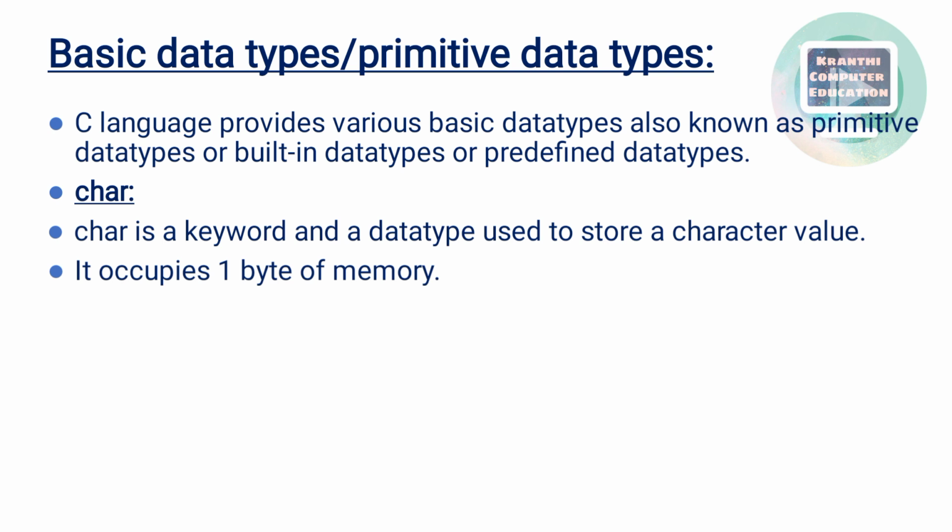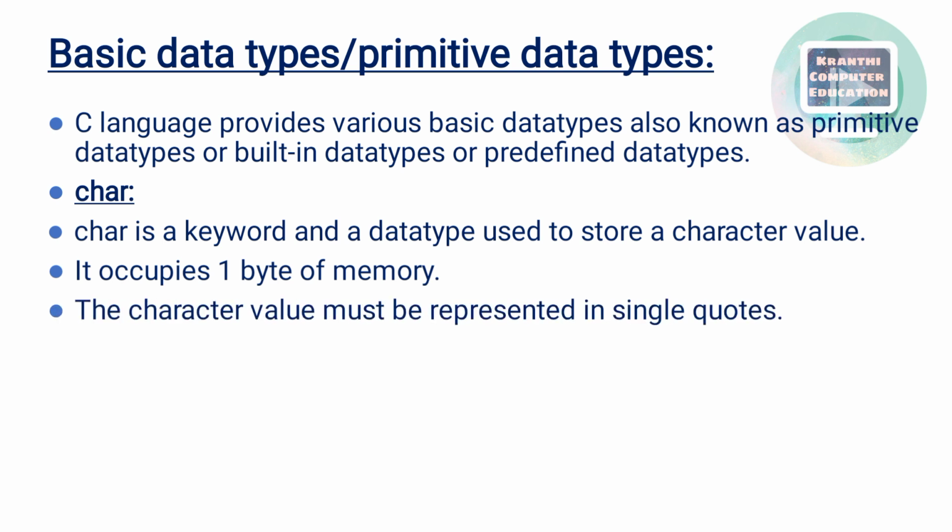The char data type occupies 1 byte of memory. To store a character value in our program, we need 1 byte of memory. The character value must be represented in single quotes. When we are writing our program, if we want to provide a character value, then we have to write that character value within single quotes.